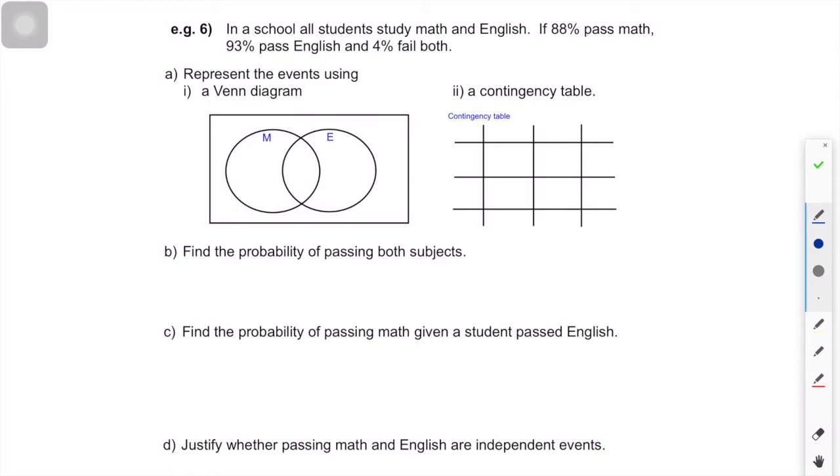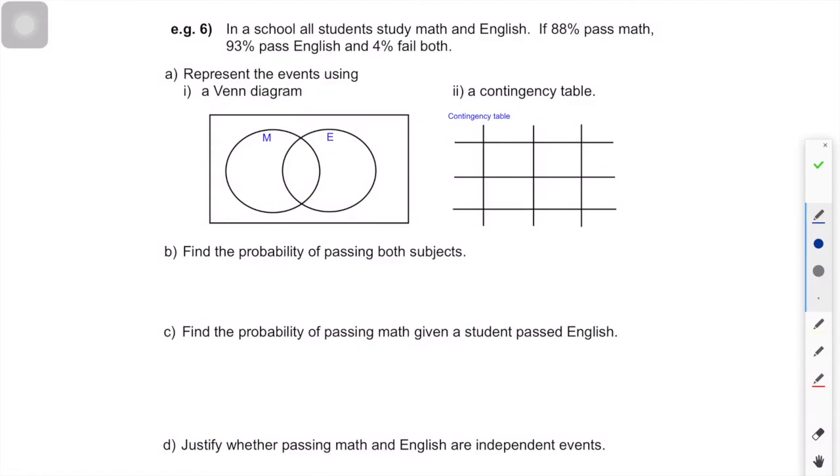Let's consider the last example, example 6. In a school, all students study math and English. If 88% pass math, 93% pass English, and 4% fail both, represent these events using a Venn diagram and a contingency table.